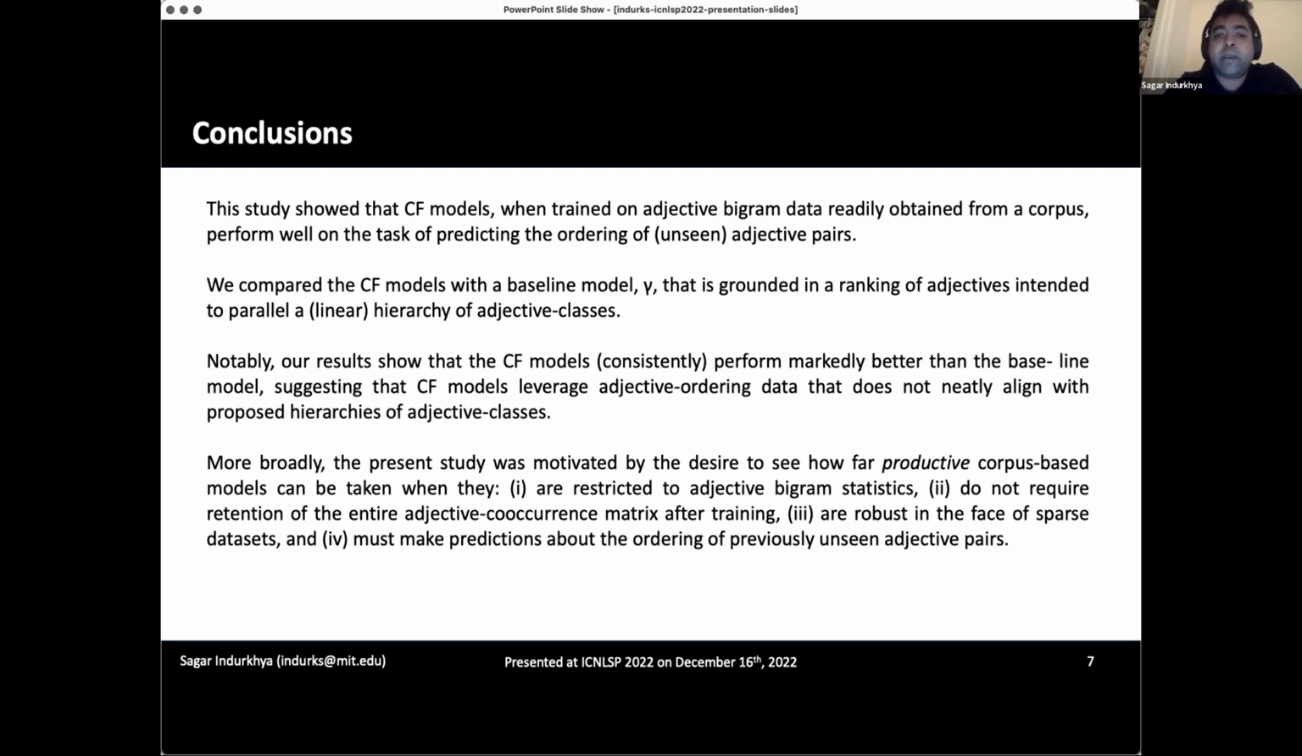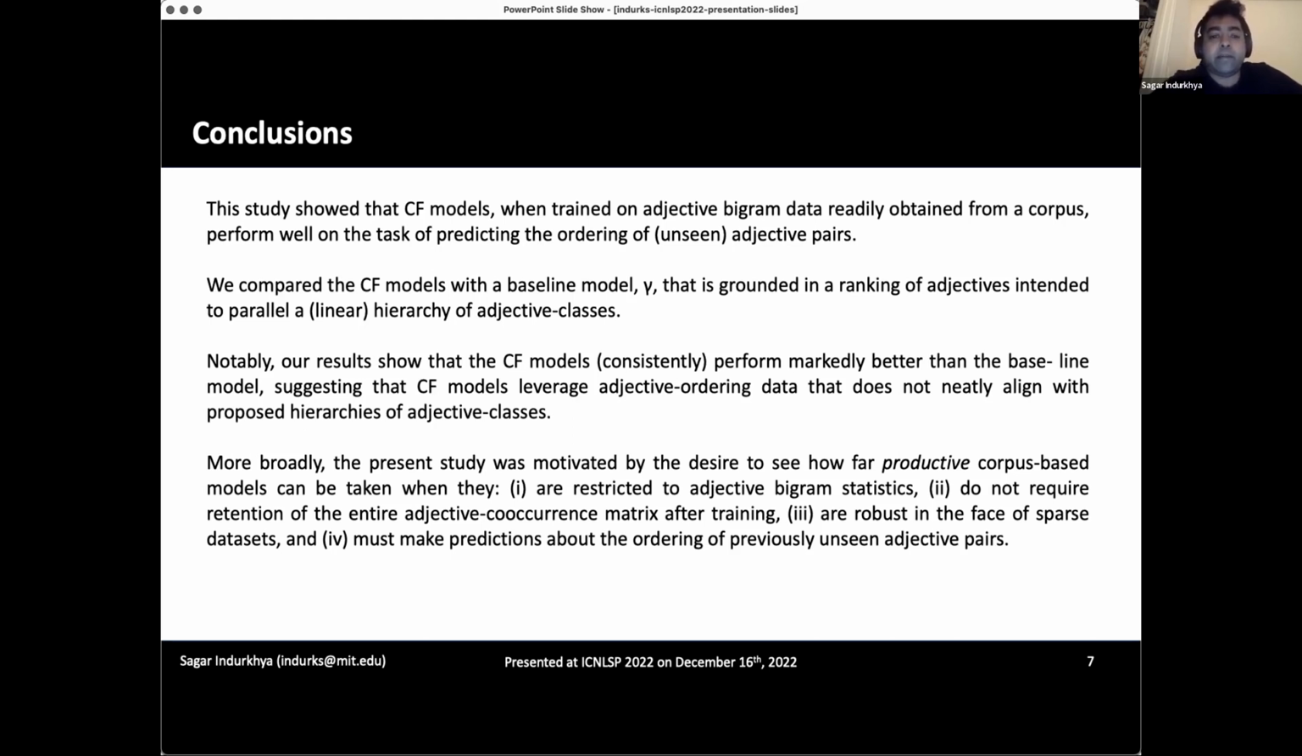It's a productive model. We've compared our collaborative filtering models against a baseline grounded in a ranking of adjectives intended to parallel a linear hierarchy of adjective classes. So that connects this work to the overall growing body of work studying adjective orderings. And as I mentioned in the last slide, our results show that the collaborative filtering models consistently perform better than the baseline model. And I think the reason this is happening is because collaborative filtering models are leveraging adjective ordering data that doesn't neatly align with proposed hierarchies of adjective classes. They also did markedly better on the full adjective ordering matrices that had cyclic data.